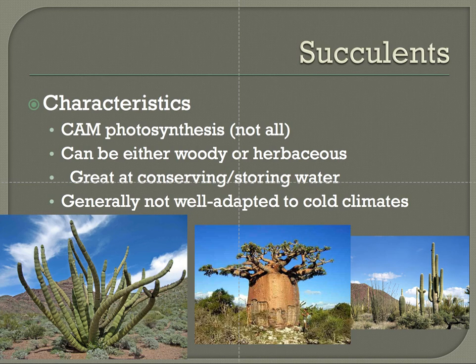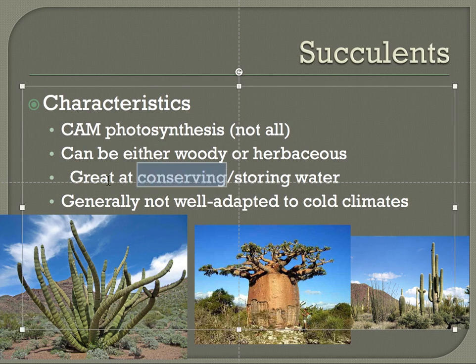Let's talk briefly about succulents. Succulents are characterized as having CAM photosynthesis. Just generally know that, but don't worry about what it means. We will talk about what CAM photosynthesis actually is later in the semester, but it's a special type of photosynthesis that allows them to be really good at conserving water. So here I have a bullet point that they're great at conserving and or storing water. So part of that is this CAM photosynthesis. I do want to point out that they can be either woody or herbaceous.